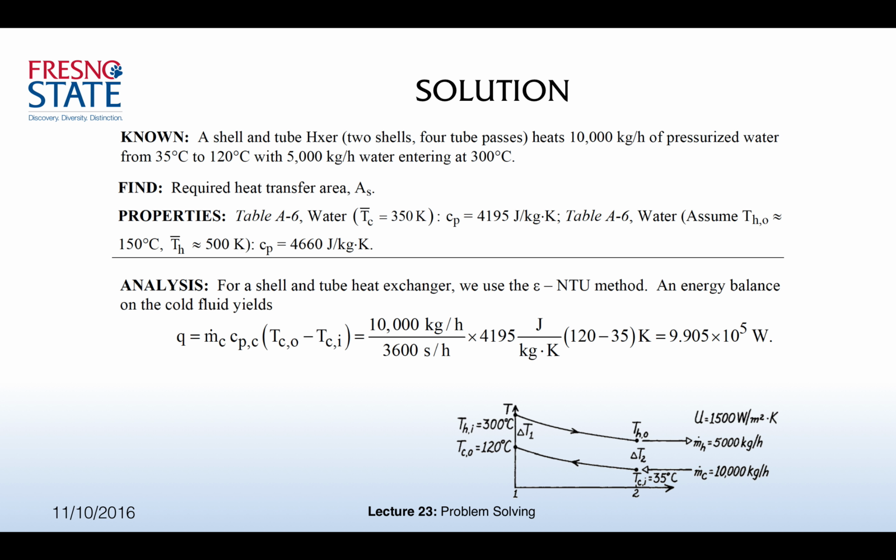Based on this method, we usually try to find the effectiveness and then find the NTU from it, since the effectiveness is simply defined as the actual heat transfer divided by the maximum possible heat transfer. So this is an easy task. Let's calculate the energy balance on one of the fluids. Let's take the cold fluid and calculate the amount of heat it receives. By the way, the amount of heat the cold fluid receives is equal to the amount of heat the hot fluid loses.